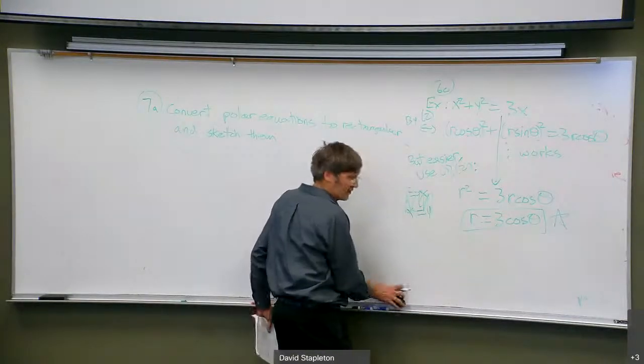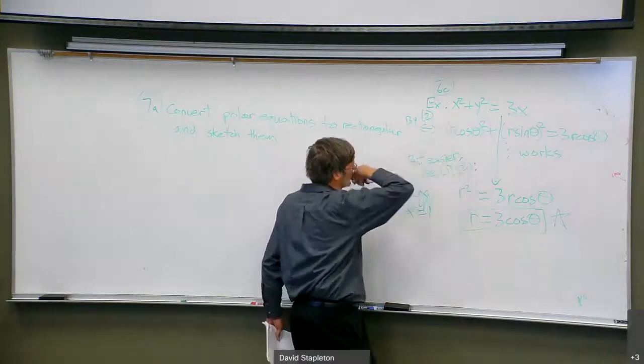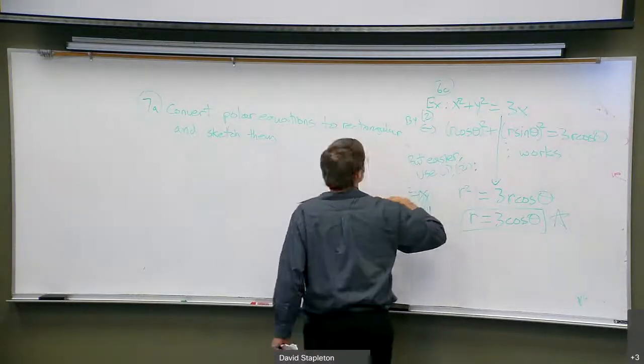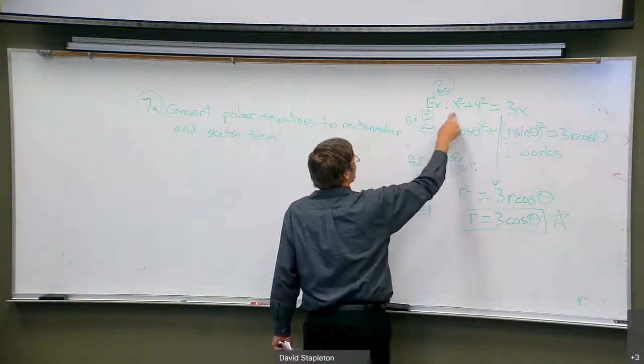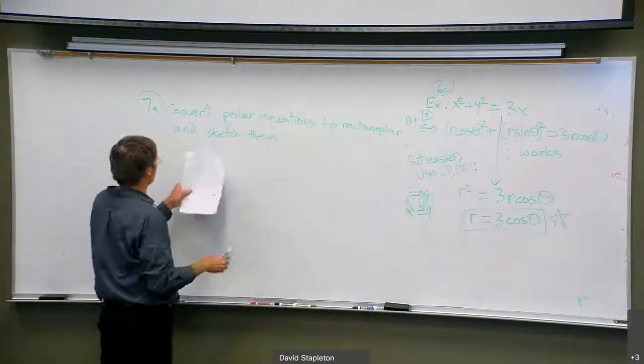Usually these are easier to sketch from the rectangular conversion. So you convert it this way, but you sketch it using the rectangular coordinates. This actually comes out to be a circle. We can do that next time. Short on time.